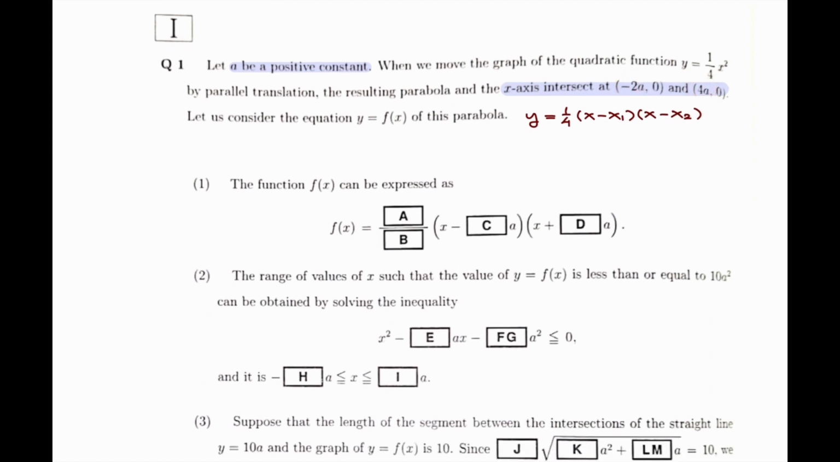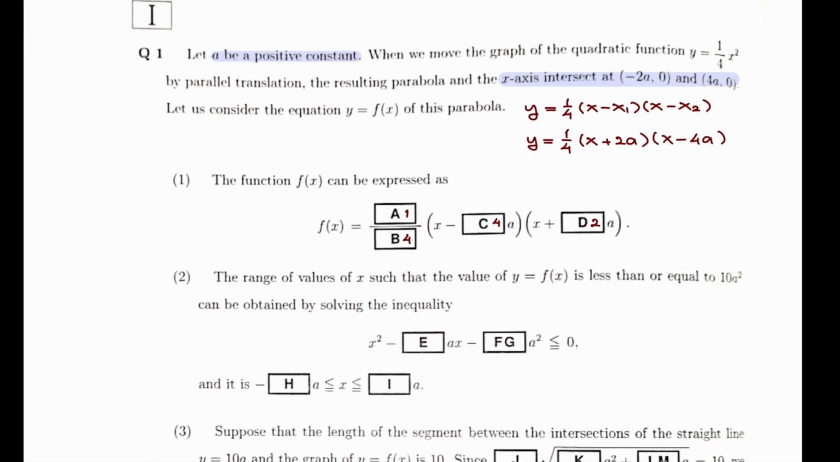So my new parabola has the equation 1 over 4 times (x minus negative 2a), so I get (x plus 2a), times (x minus 4a). This is my new parabola. So A and B here are 1 and 4, C is 4, and D is equal to 2. I already obtained A, B, C, and D. This is my first answer.